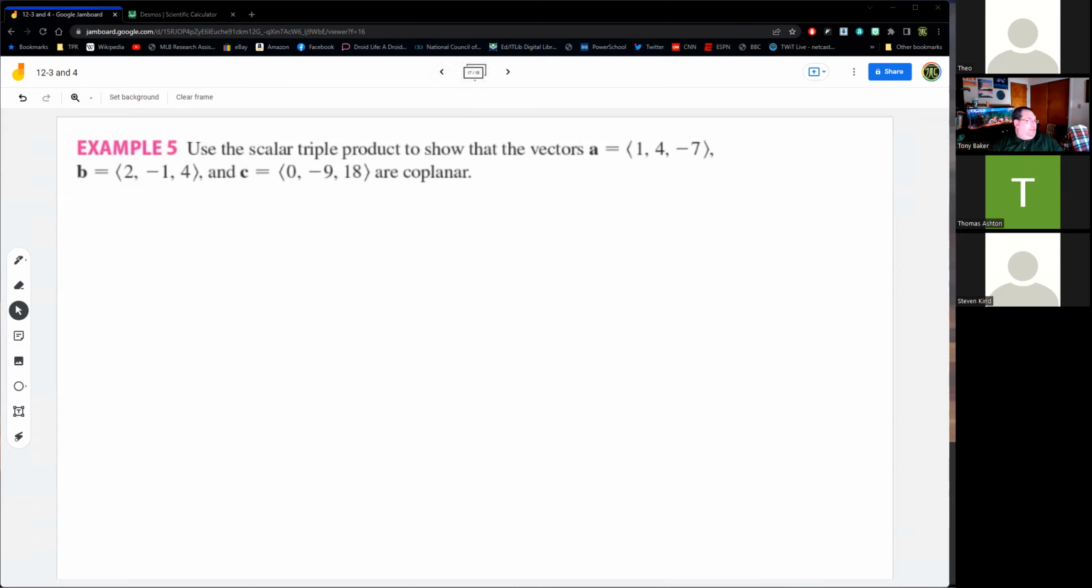Let me show you that. Does coplanar just mean that they inhabit the same plane of existence? Yep. Yeah, they're all on the same plane.